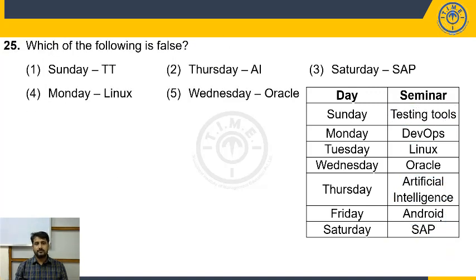Which of the following is false? Sunday TT, no, it is true. Thursday AI, it is true, artificial intelligence. Saturday SAP, it is also true. Monday Linux, false. So choice 4.